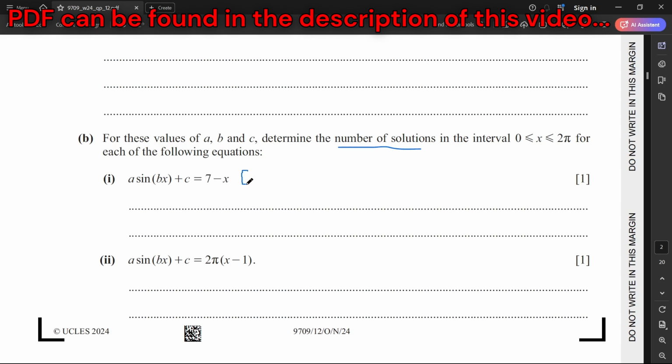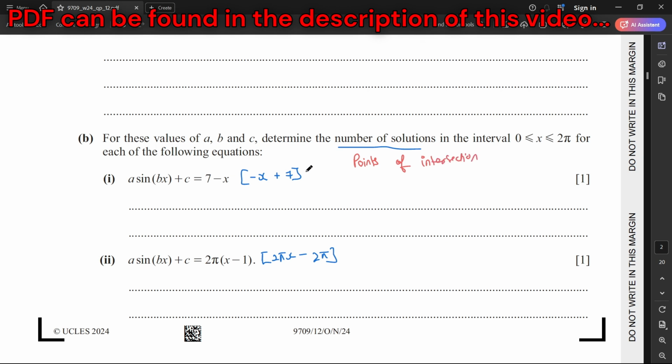If I just have to write it in brackets, it's going to become minus x plus 7. And over here, if I have to write this, it's going to become 2 pi x minus 2 pi. So you can see that it's in the format of y is equal to mx plus c. Over here also mx plus c. And therefore over here I can say that the number of solutions will be equal to the points of intersection.